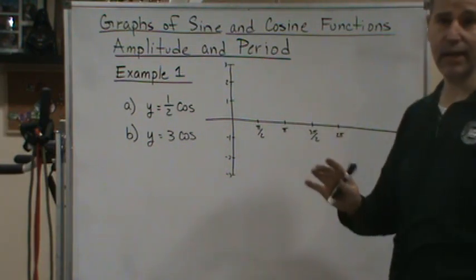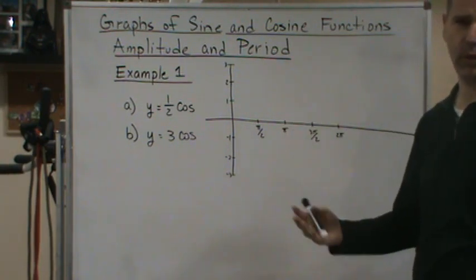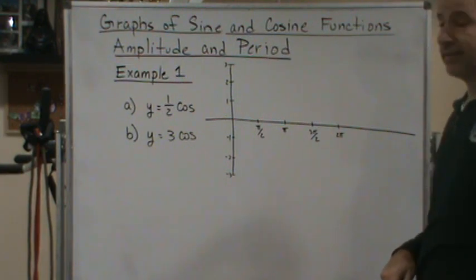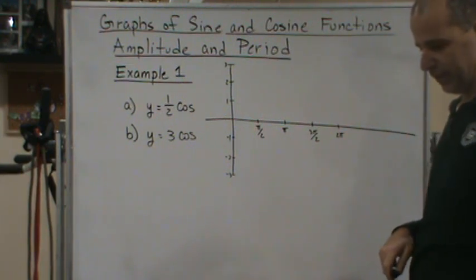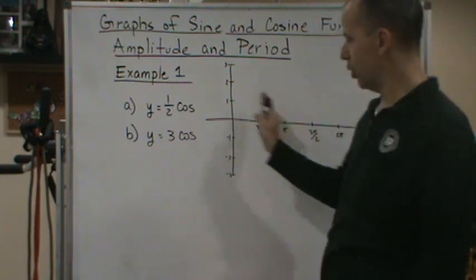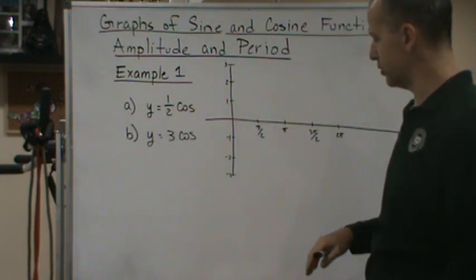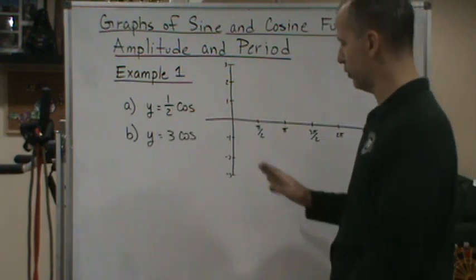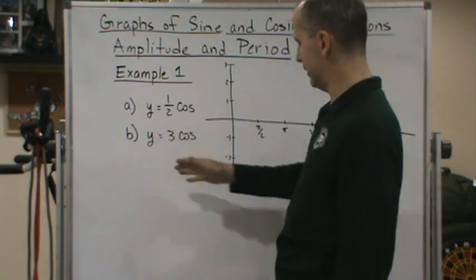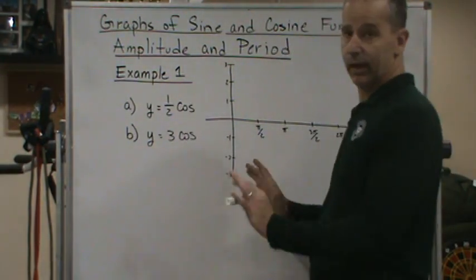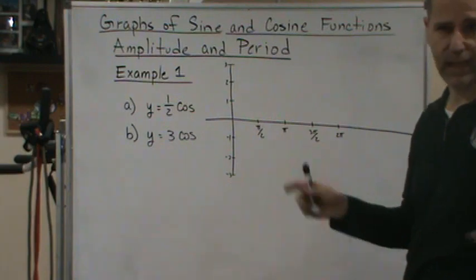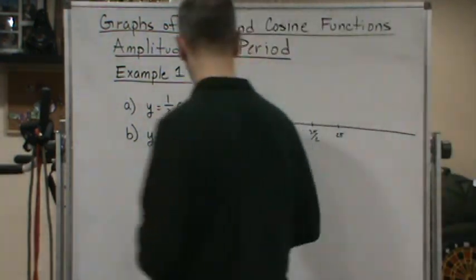I'm going to do one cycle, so one period. We don't have to do any more than one period unless we're told to. Depending on how you want to graph it, you could go negative pi this way and negative pi this way, but they're just asking us to sketch the graph.